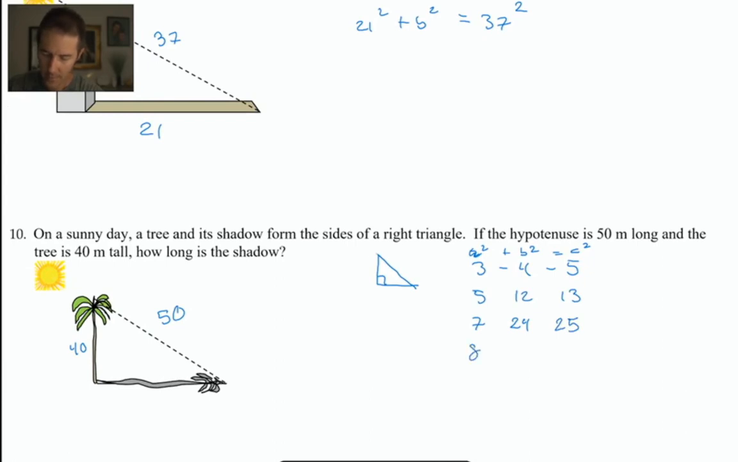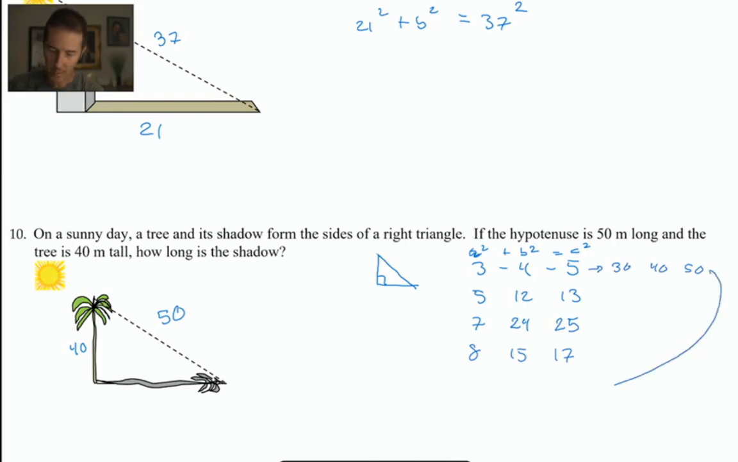And there's the 8, 15, 17 triangle. The longest side lengths are of course the hypotenuse length. Now you can take any one of these Pythagorean triples and scale them up. For example, you might want to multiply one of them by 10. So the 3, 4, 5 triangle would become the 30, 40, 50 triangle.